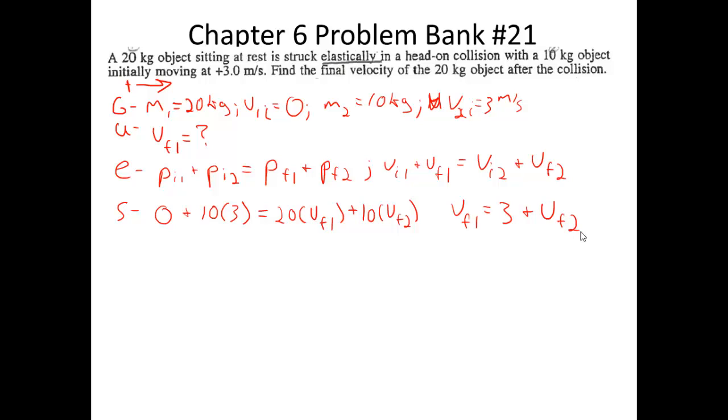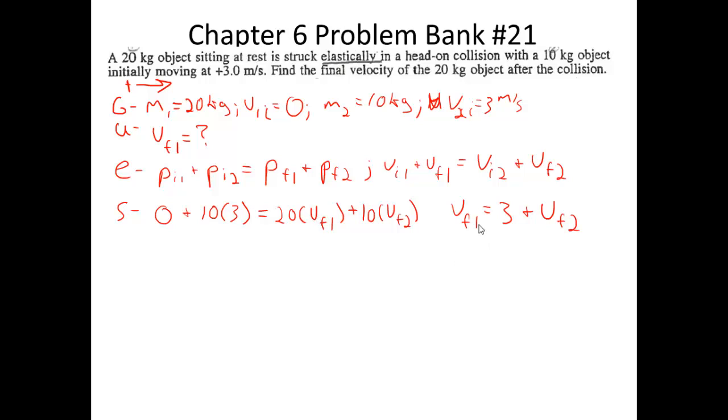Now, because we are looking for v sub f sub 1, we need to solve, preferably, I would say, this second equation for v sub f sub 2. So when we end up substituting in, we'll be left with the one lone variable, v sub f sub 1, which will save us some work at the end.